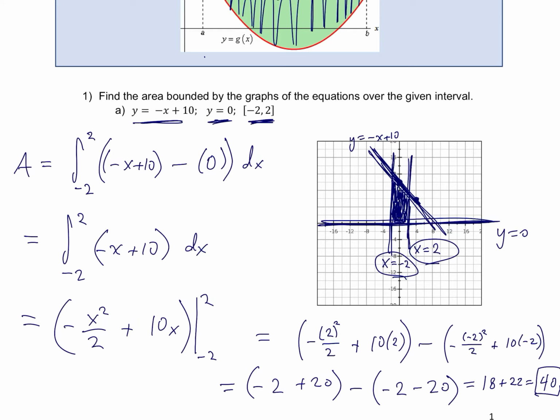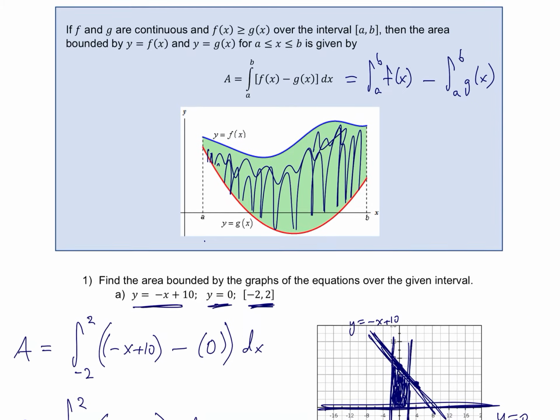Okay, and that's the basic idea behind this section. We'll see some slight complications in the next couple of examples, but that's essentially it.